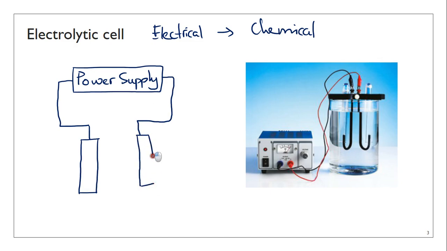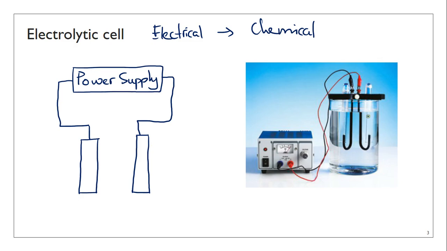So the first essential feature is a power supply. The second essential feature would be the two electrodes. It's very hard to draw well on this really low quality, cheap writing pad, but anyway.